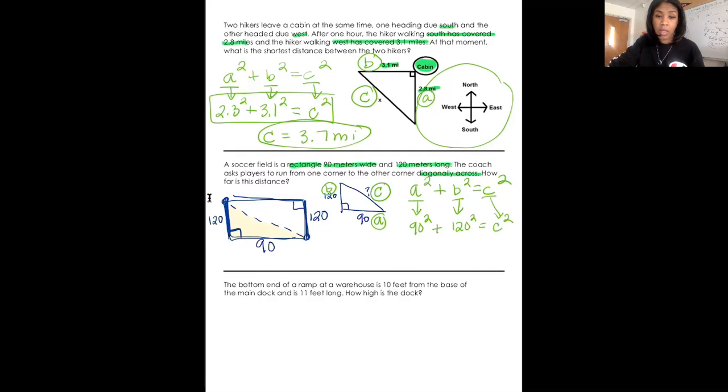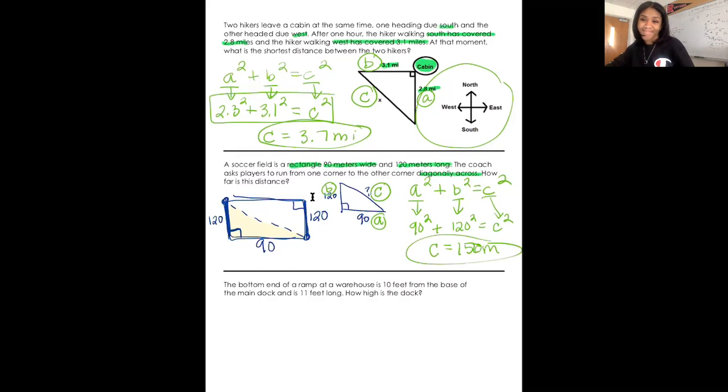going to square it. So when I put this in Math Papa, it's going to give me C equals 150. That's 150 meters. So the distance from one corner of this soccer field to another is 150 meters.